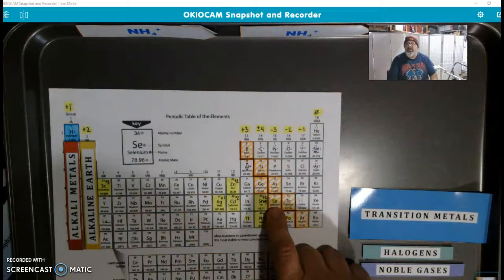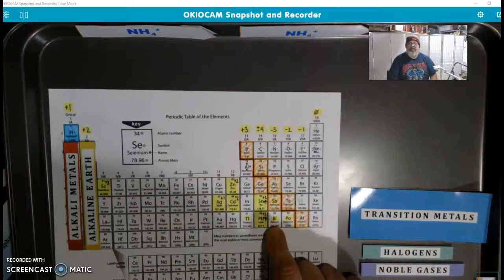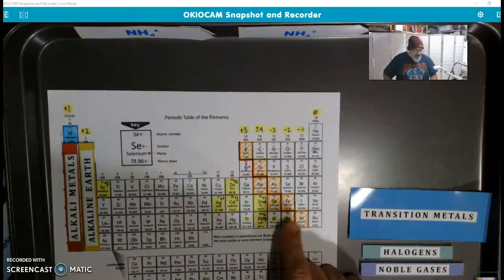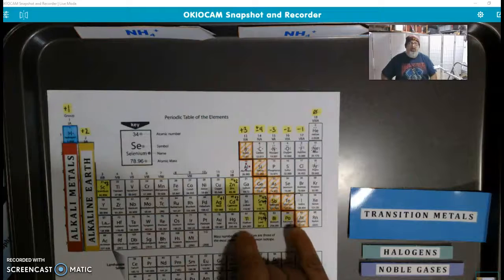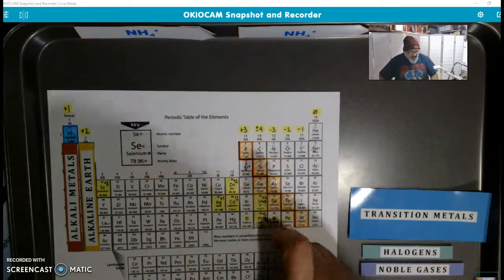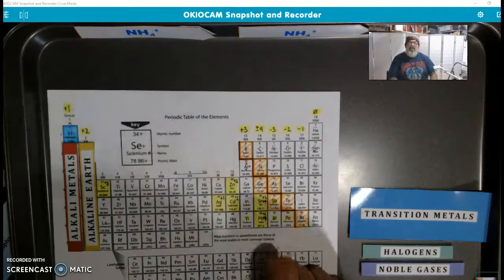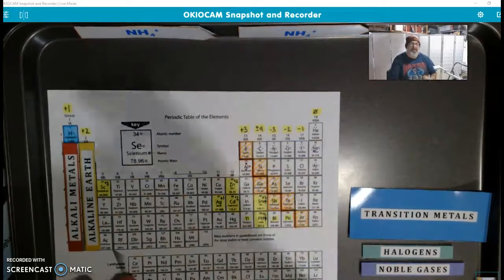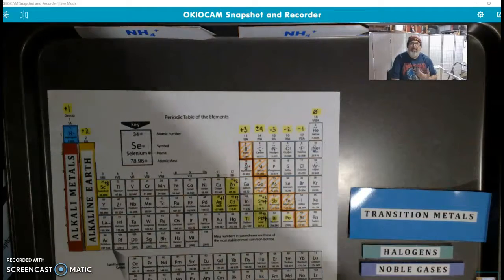Antimony will have a +3 or +5 charge. Bismuth, same thing, +3, +5. Polonium and thallium will also have different valences, but mainly we use tin and lead. These other ones might pop up. Just know that you'll know it by the name, hopefully, after you get through this.